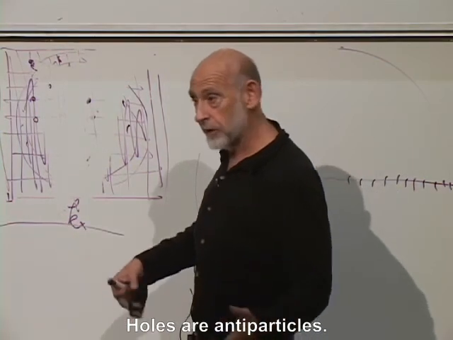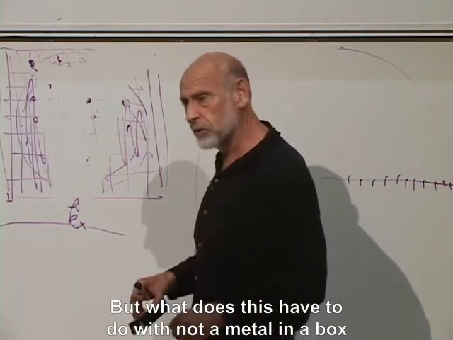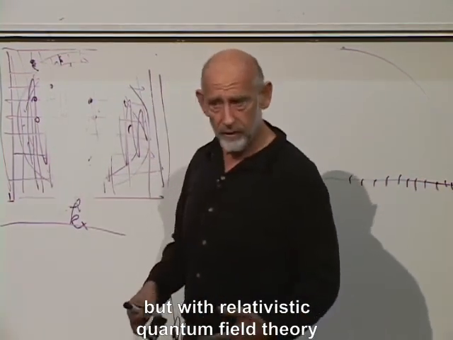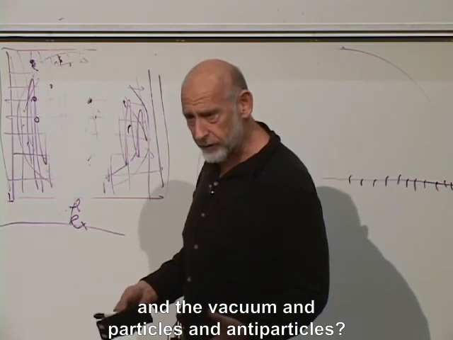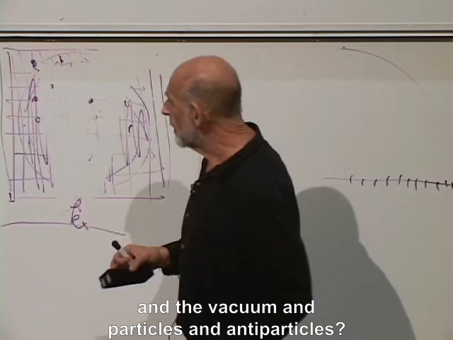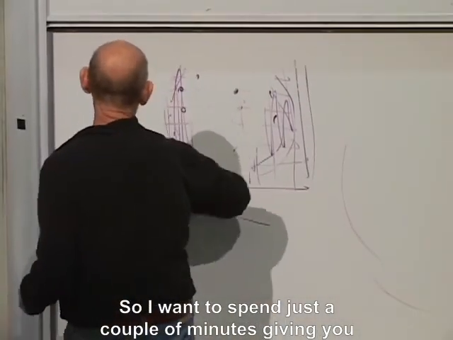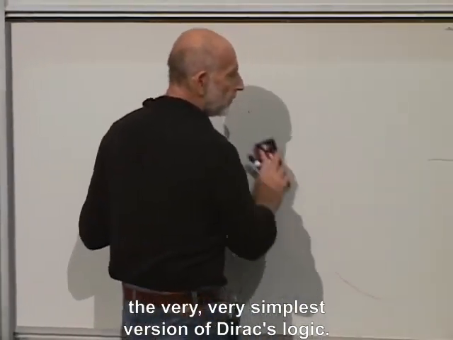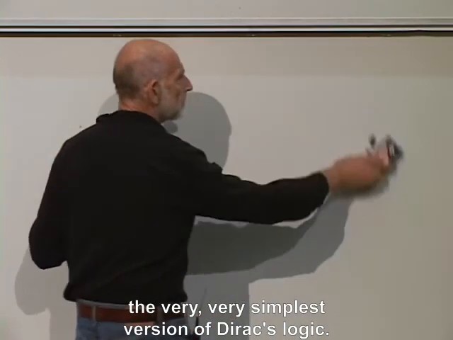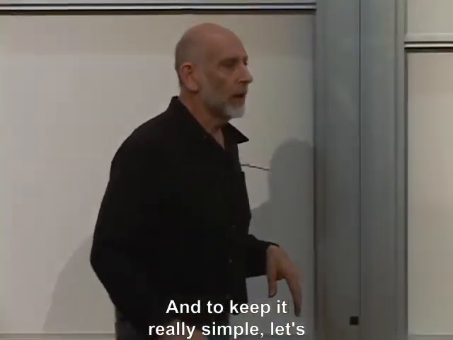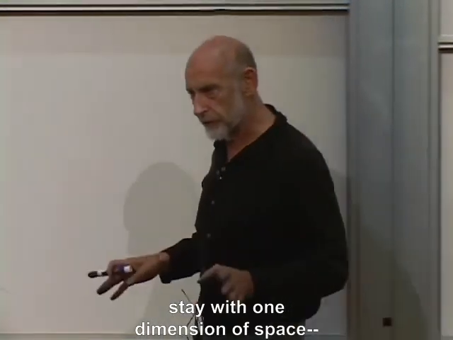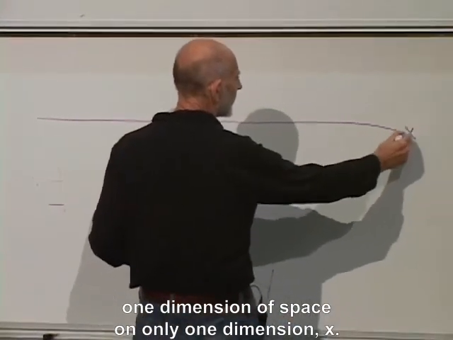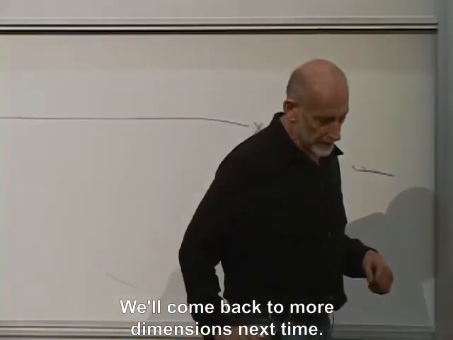Holes are antiparticles, but what does this have to do with not a metal in a box, but with relativistic quantum field theory and the vacuum and particles and antiparticles? So I want to spend just a couple of minutes giving you the very, very simplest version of Dirac's logic. And to keep it really simple, let's stay with one dimension of space, only one dimension, x. We'll come back to more dimensions next time.